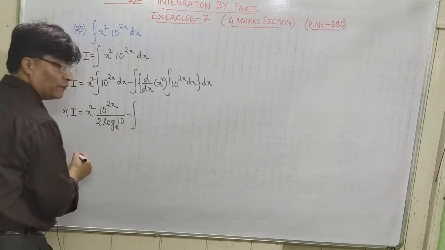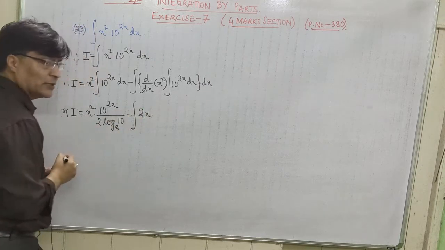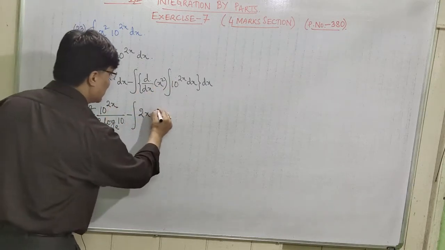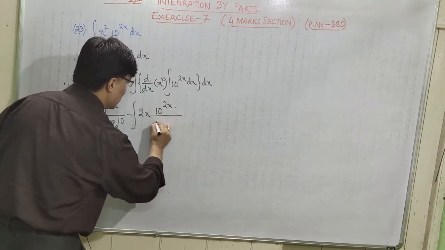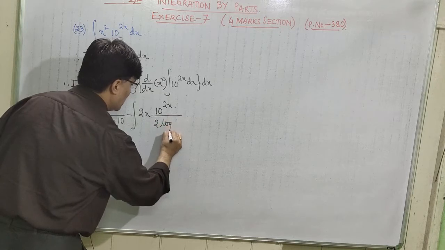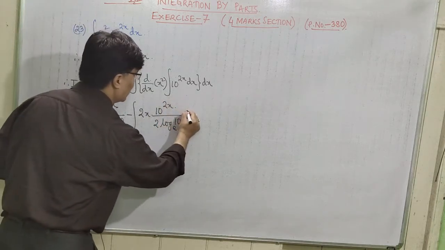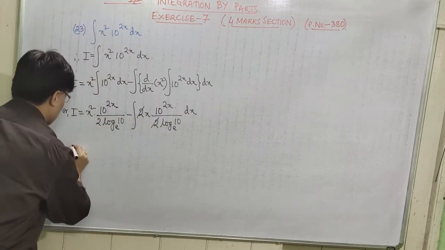minus integration of, what is d by dx of x square? This is 2x into, again you have to integrate this second function 10 to the power 2x dx. So what is this integration? 10 to the power 2x divided by 2 log 10 base e. Okay, then what do we write? dx. So here these two get cancelled.